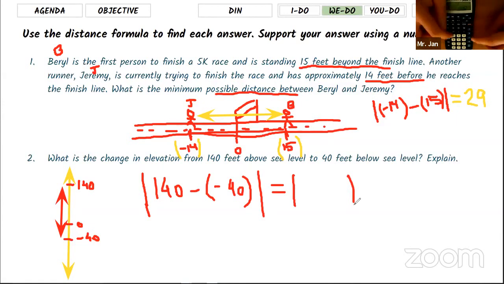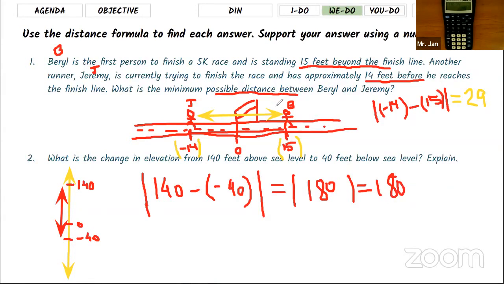So clear out. It was 140, right? 140 minus -40. So if you hit enter, yes, it is 180. Thank you so much. Yeah, you got it too. So it becomes positive 180 again, because you're taking absolute value and you're talking about the distance between 2 numbers.